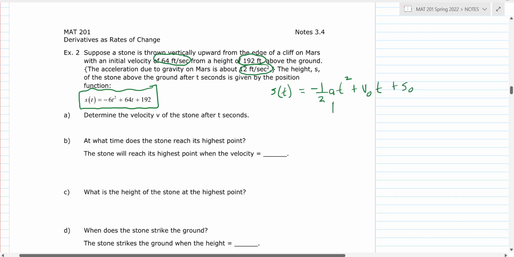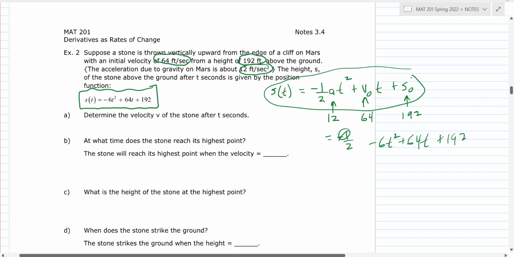So what happened on this problem is the acceleration due to gravity is 12, the initial velocity was 64, and the height was 192. So when you put this together, you get half of 12 is -6, so -6t squared, plus 64t, plus 192. You don't have to know this formula, but that is something that you typically talk about in physics classes when you're talking about motion.